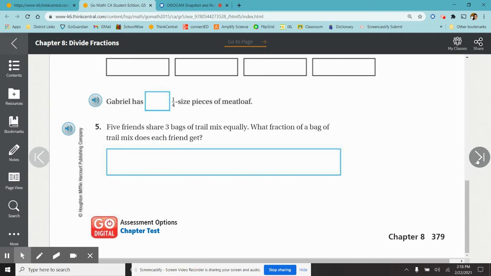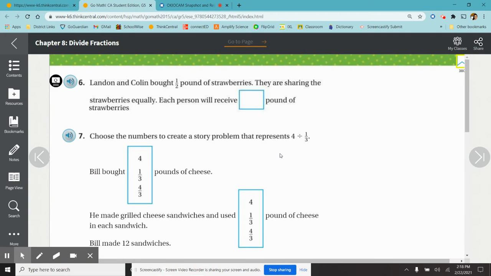Next page. No? Scroll down? No. There we go. Okay. Landon and Colin bought half pound of strawberries. They are sharing the strawberries equally. Each person will receive blank pound of strawberries. Okay, so number 6.